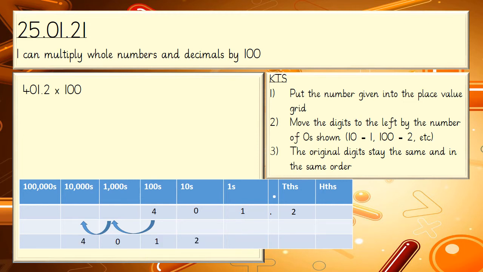However, I can see now that I've got a blank space in the ones column. Well, if there's nothing there, what digit shows nothing? That would be 0, because you have no ones. That's 0 ones. And then of course the decimal point, and perhaps a 0 at the end if you wanted to. And so your answer would be 40,120.